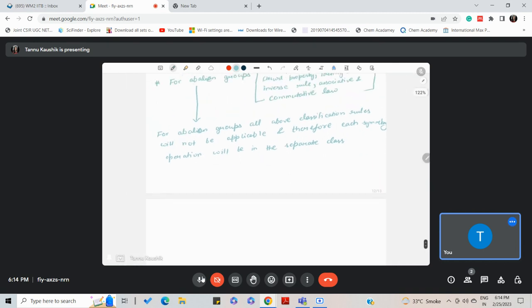So the examples of abelian groups are, which groups are abelian groups? I'm writing it down. Let me check the spelling of this abelian group. I might be writing it wrong.